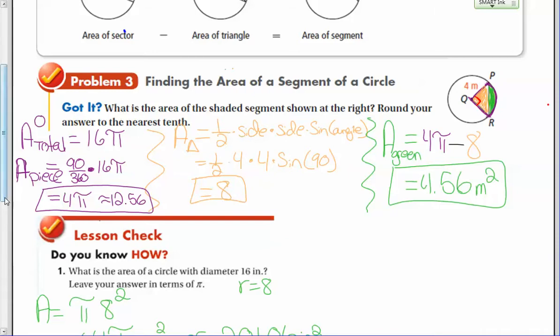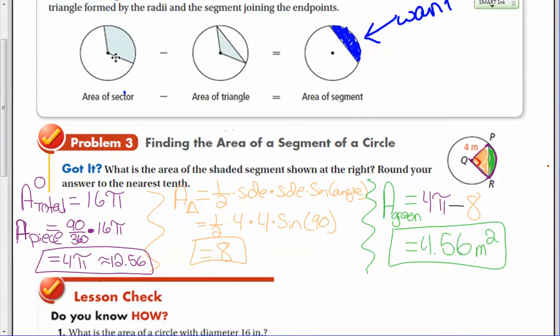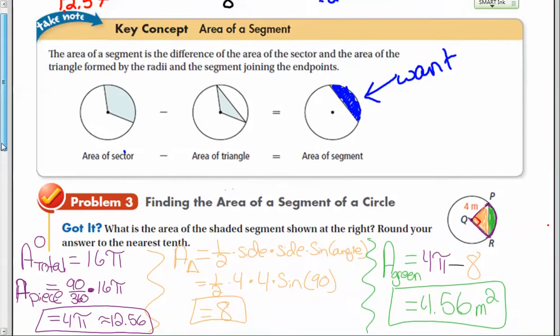Step 1, find the whole piece of pizza. Step 2, find the triangle. Step 3, subtract them and I'll get what I want. So that's what I'm going to do. If I want the area right here of my green piece, I'm going to take that 4 pi from over here, the whole piece of pizza. I'm going to subtract the green triangle, that's this one right here, and I'll get what I want.